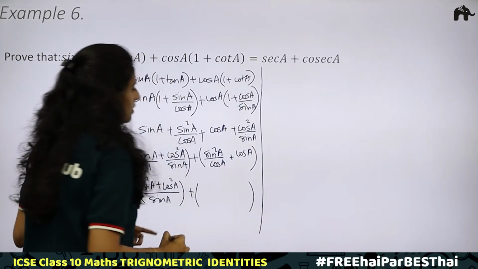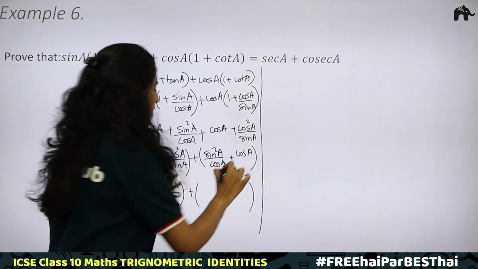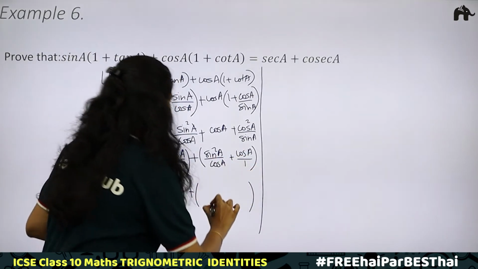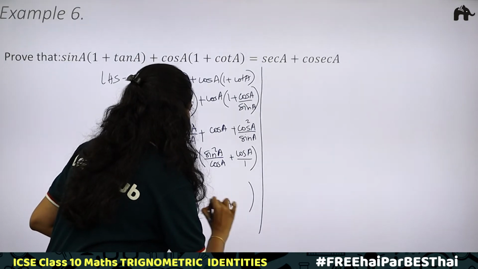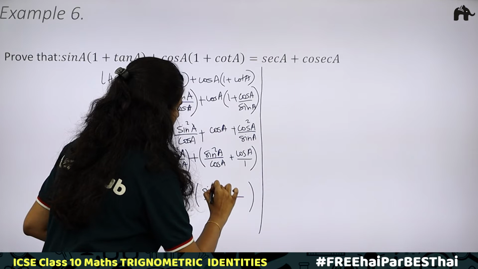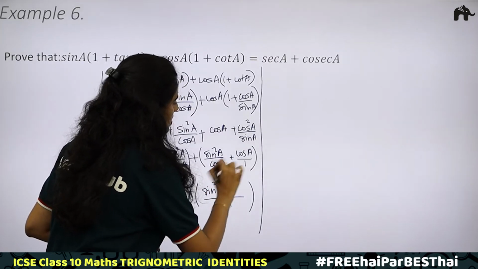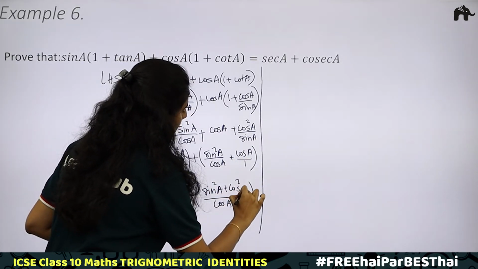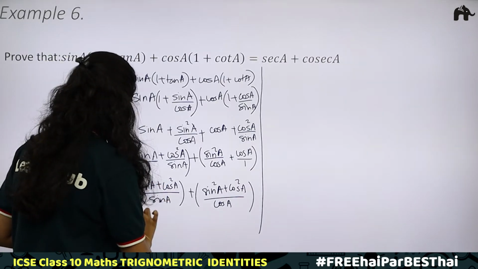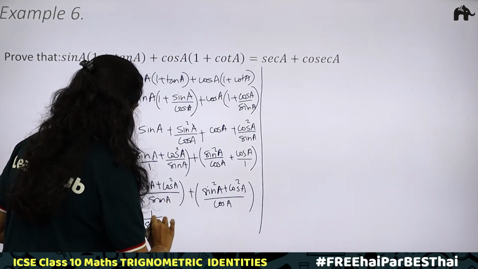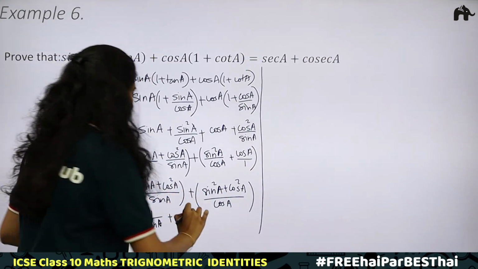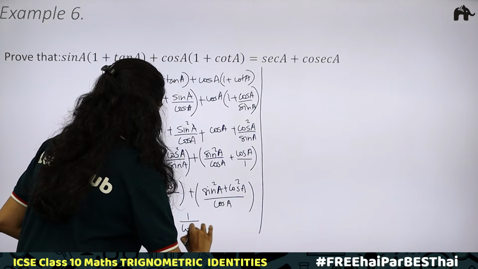plus, what about here? What is the denominator? In this case, cos A divided by 1, LCM when taken, we get cos A. Numerator, sin square A into 1, sin square A plus cos A into cos A is cos square A. Okay. Sin square A plus cos square A is equal to 1. 1 divided by sin A plus sin square A plus cos square A is again 1 divided by cos A.